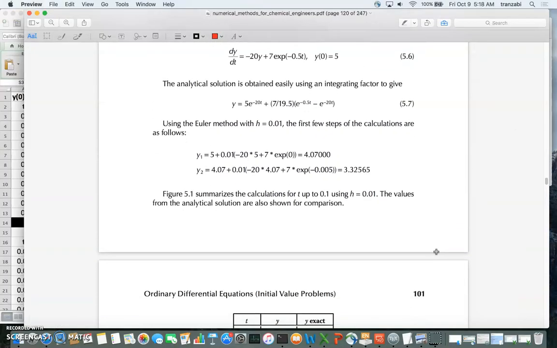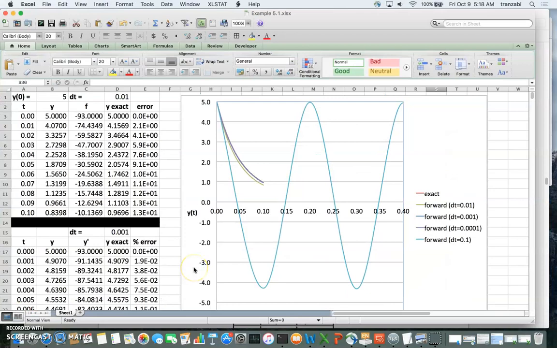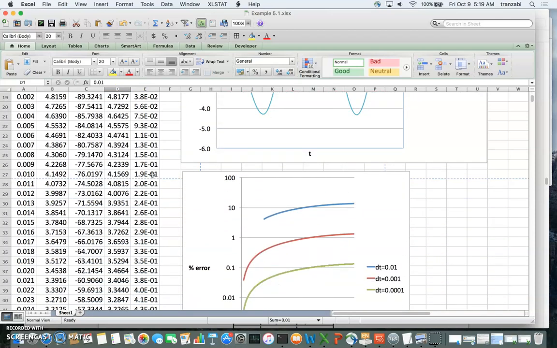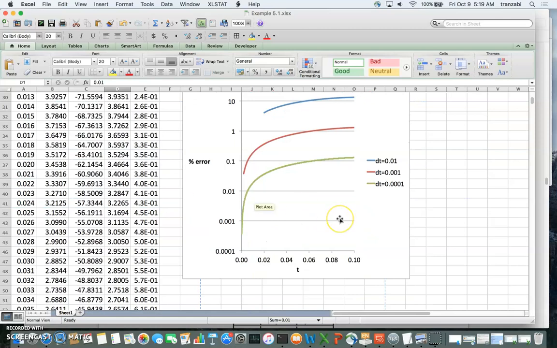And if you recall, I did three different delta H, or delta T, or delta X, whatever you call it, and we had three tables. So now I'm going to plot the error. This is the error, the difference between the approximation and the exact. I'm going to plot the error against time and against delta H.